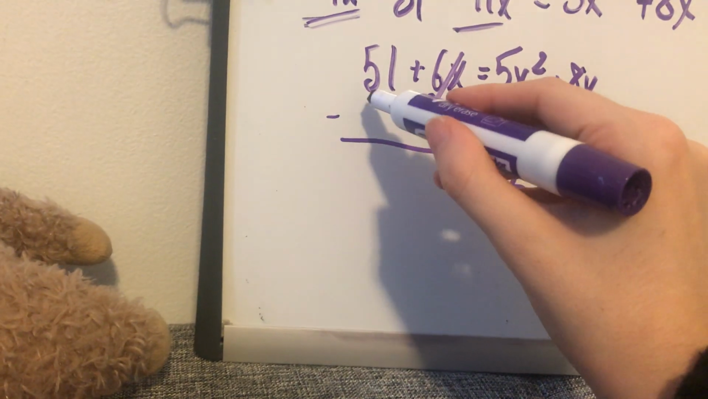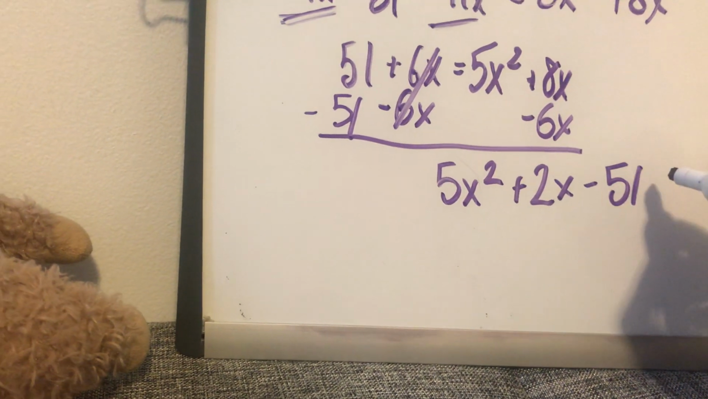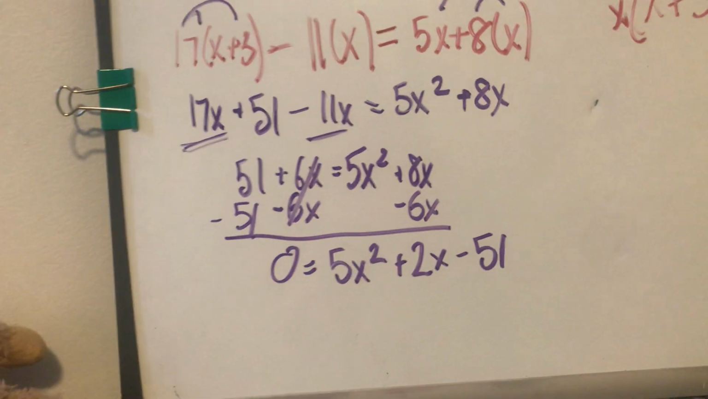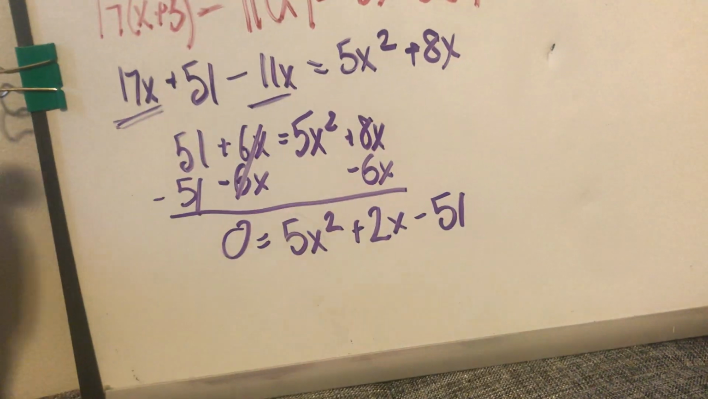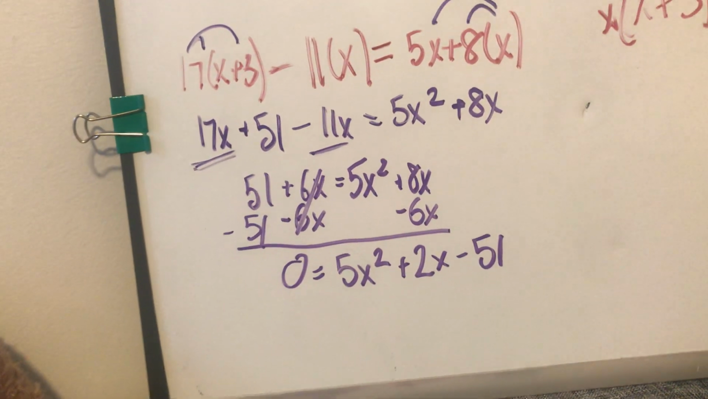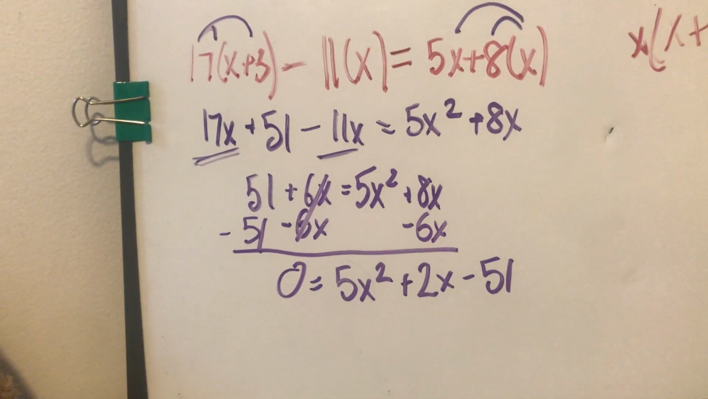I'm also going to subtract this 51, so I'm going to have a negative 51 here, and that's equal to 0. But no, you're not done, because remember, we're actually solving this equation, and I want to know what x is equal to here. So yes, this is good old AC grouping.